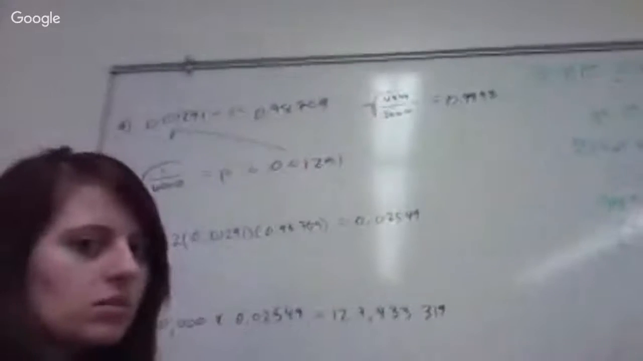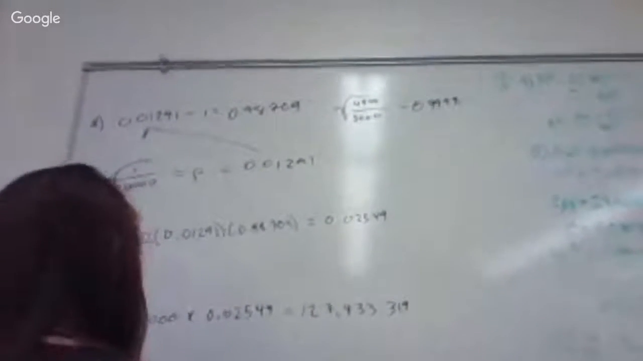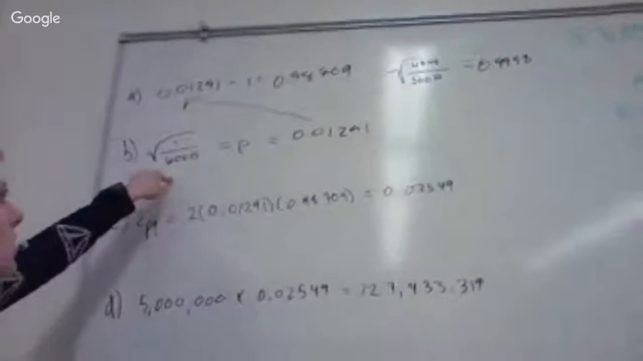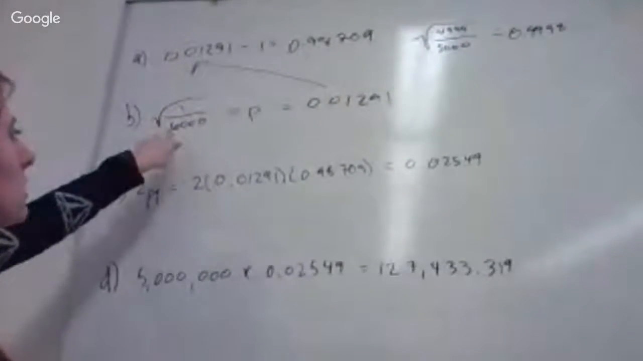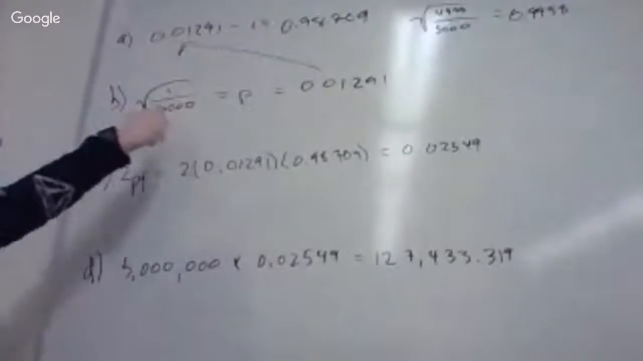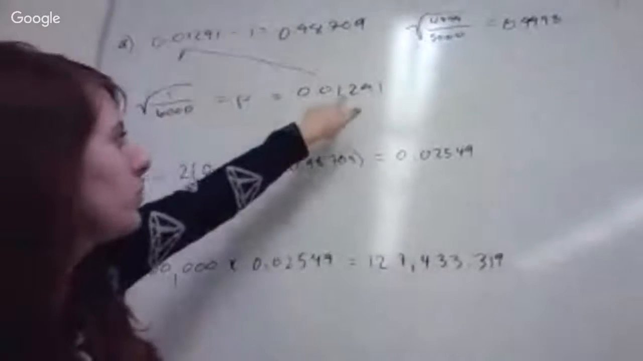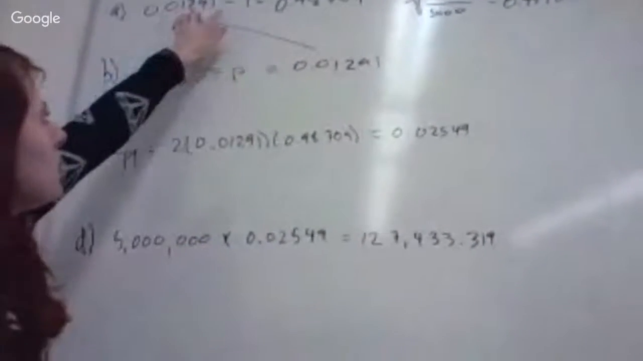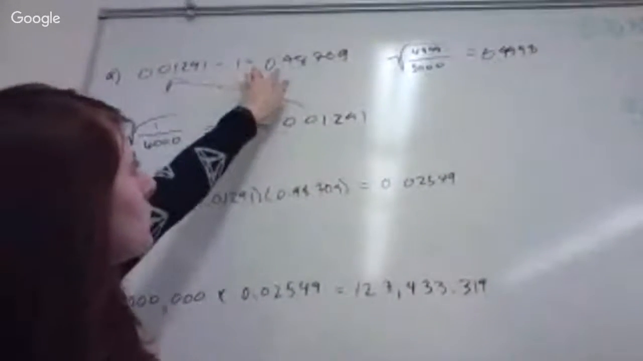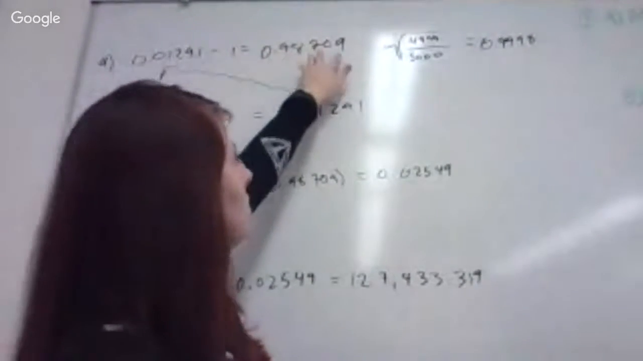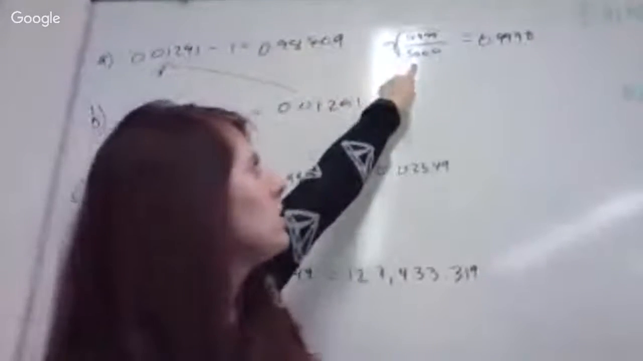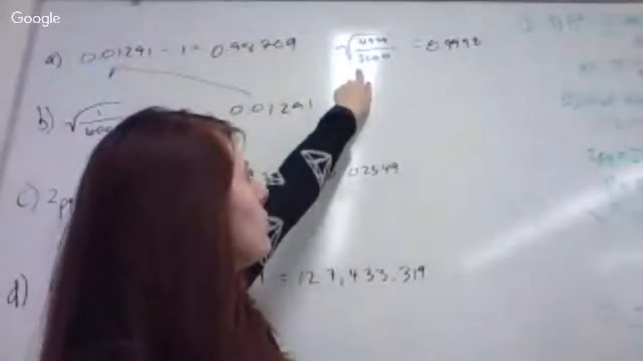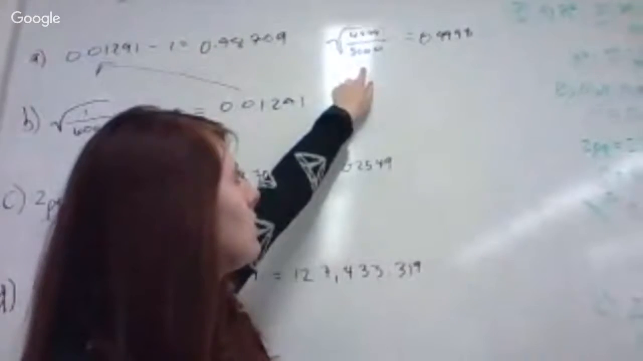All right, so for 3, we might have done this differently because of the order of the questions. I did B first. So I did 1 over 6,000, square rooted that to get 0.01291. Then I used that number to answer A by subtracting it from 1, which equals 0.98709. Now, if you did it this way, you did the square root of 4,999 over 5,000.